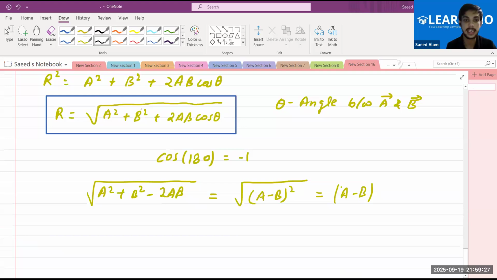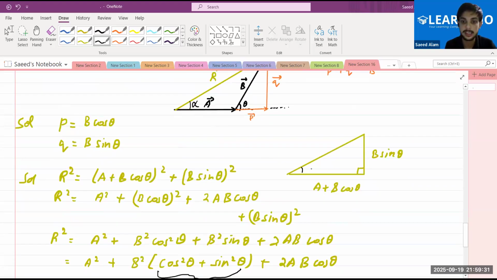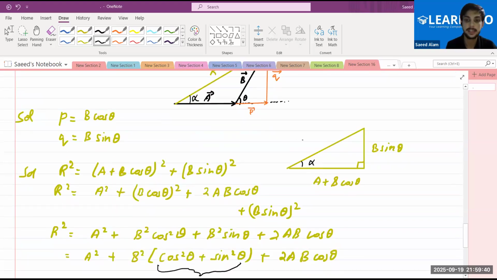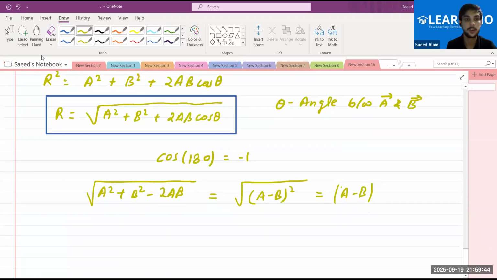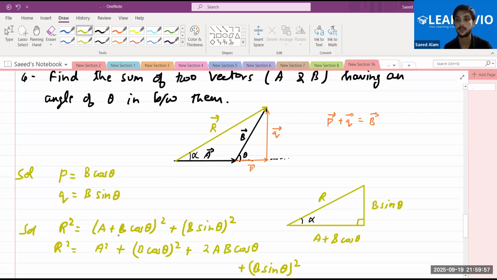Okay. If we are defining this angle to be alpha, so don't you think that this angle will also be equal to alpha? Because this is the same triangle that I have drawn over here. Yes. Okay. If this is alpha, this is R. So what will tan alpha be equal to? Tan alpha will be equal to A plus b cos theta.